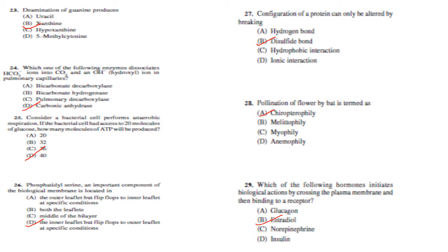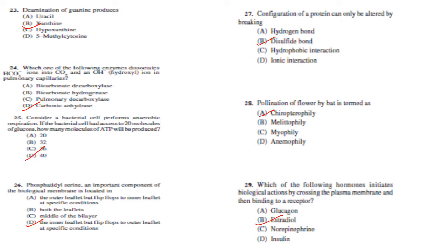Then phosphatidylserine, an important component of the biological membrane, is located in the inner leaflet but flip-flops to the outer leaflet under specific conditions. Answer is option D. Then, configuration of a protein can only be altered by breaking disulfide bonds. Answer is option B. Pollination of flowers by bats is termed as chiropterophily. Answer is option A.